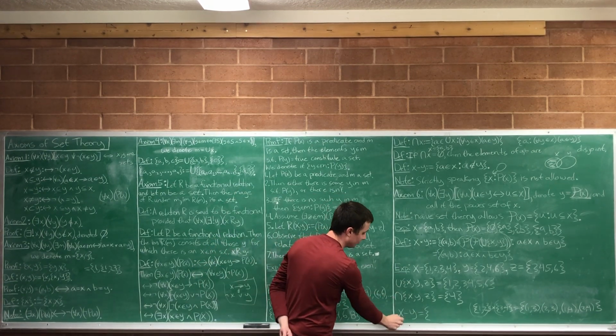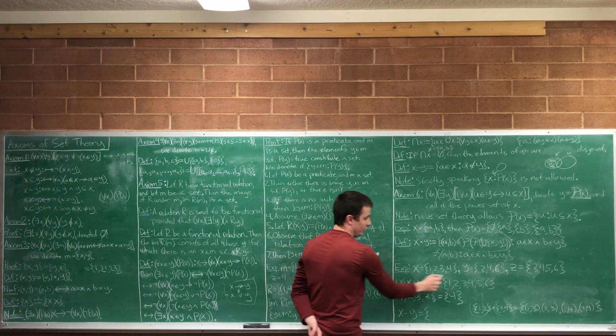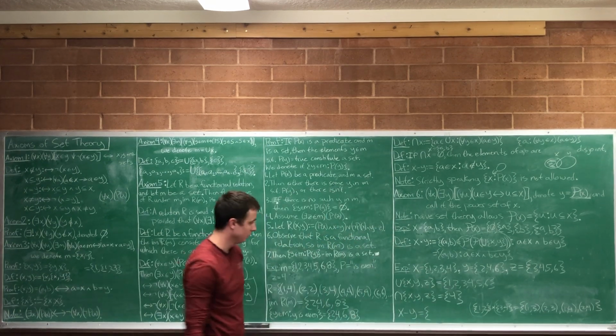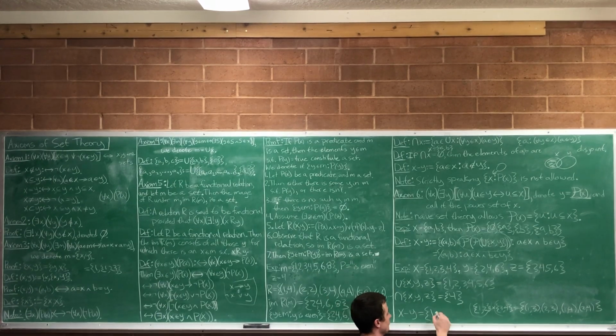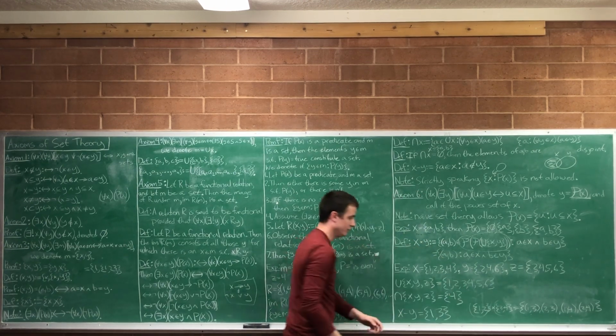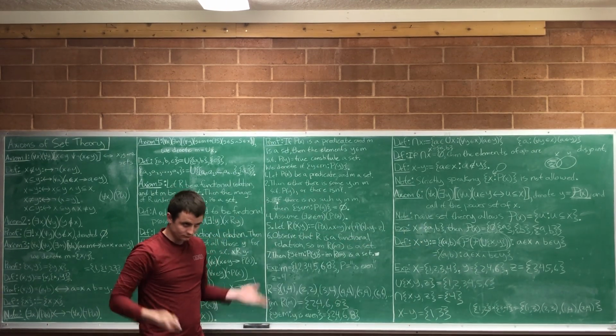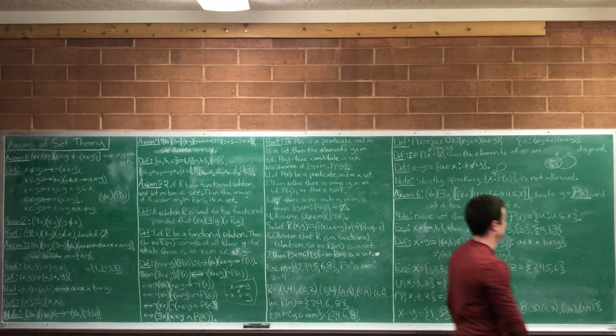We already did all the examples except for X minus Y. So here's X, here's Y. What's X minus Y? 1, 3. Right? X minus Y is everything in X that's not in Y. Okay.